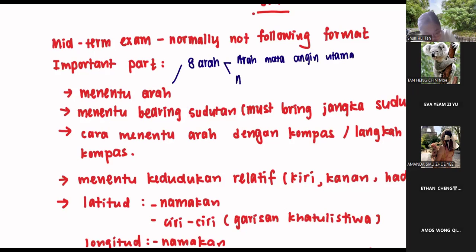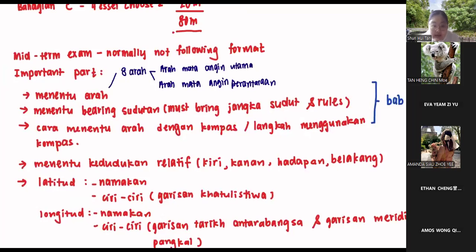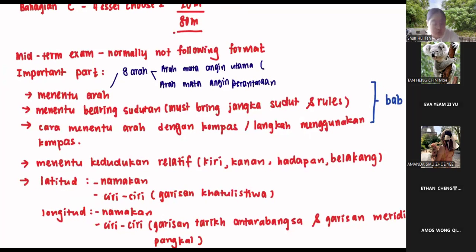Okay, and then you have arah mata angin perantaraan. All right. Now, what is the arah mata angin utama? You have utara, timur, selatan, and barat. Now, perantaraan, you have what? In between utara and timur is Timur Laut, followed by Tenggara, followed by Barat Daya and Barat Laut.